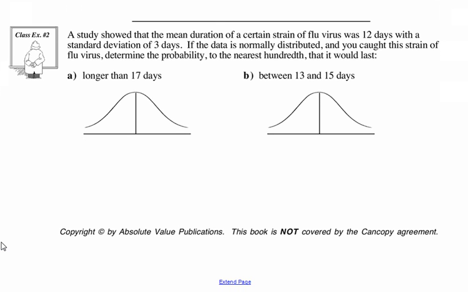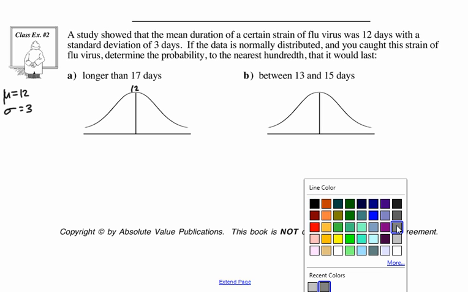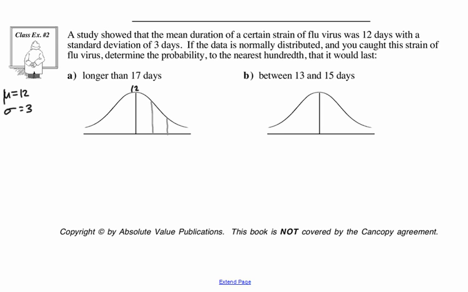Okay, let's look at flu virus. A study showed that the mean duration of a certain flu virus was 12 days, with a standard deviation of 3. So if our mean is 12, we draw in Z-scores of 1, 2, 3, -1, -2, -3. We're adding 3 between each Z-score. So this would be 15 going up, and then 18, 21, and going down, we'd subtract 3 is 9, subtract 3 is 6, and 3.